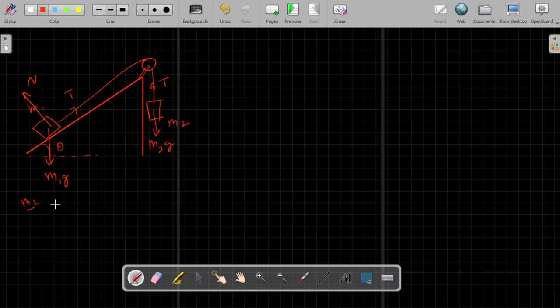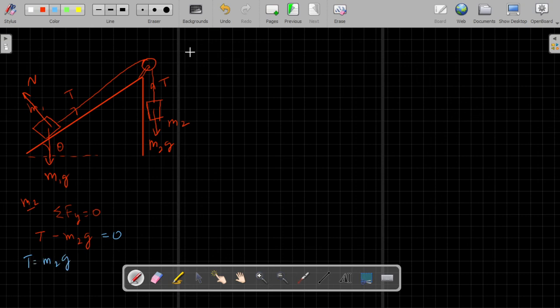The system is block m2, and we would say the sum of forces acting on m2 in one direction should be 0, since the block is not moving at all and not accelerating. So the upward force, tension, would be taken positive, the downward force m2g would be taken as negative, and the sum of these two forces should be 0. That means the tension should be equal to m2g.